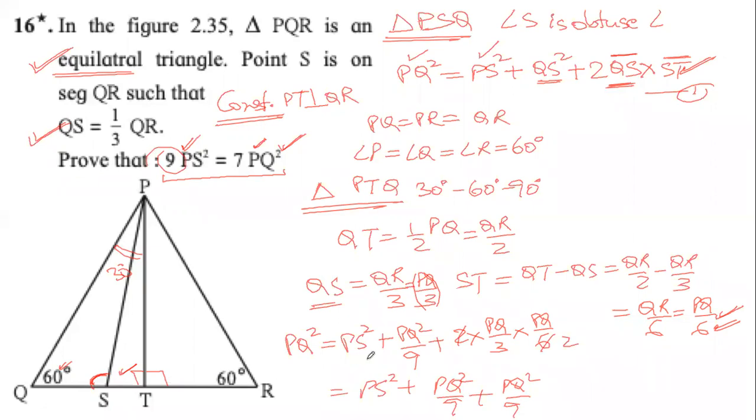Now to simplify, if you multiply the whole equation by 9, I'm writing it here without changing the screen. 9PQ square equals 9PS square plus PQ square plus PQ square. If you keep all PQs on one side and all PS on one side, we get 9PS square equals 9 minus 2, 7 PQ square. This is what we had to prove.